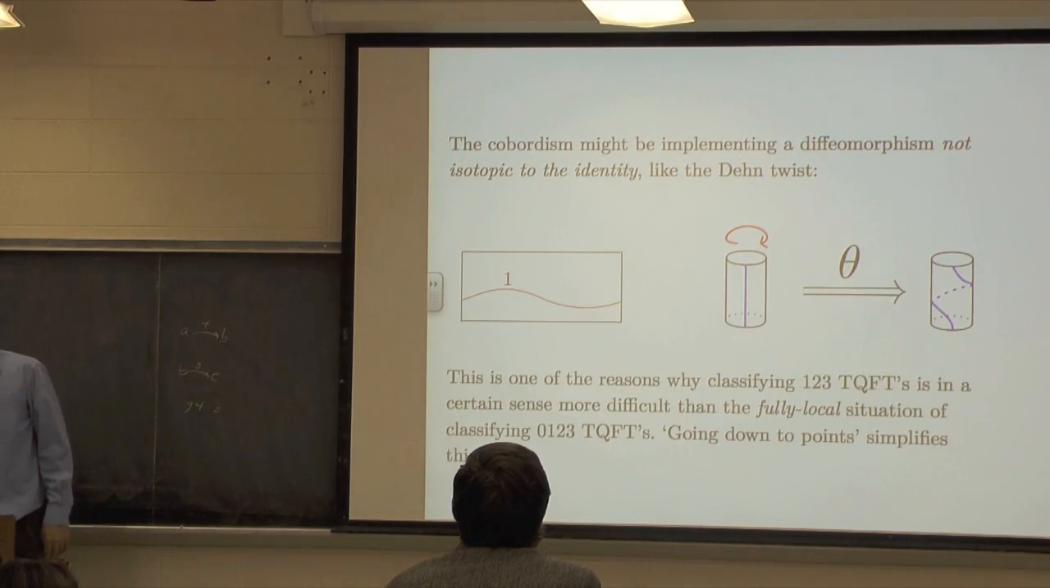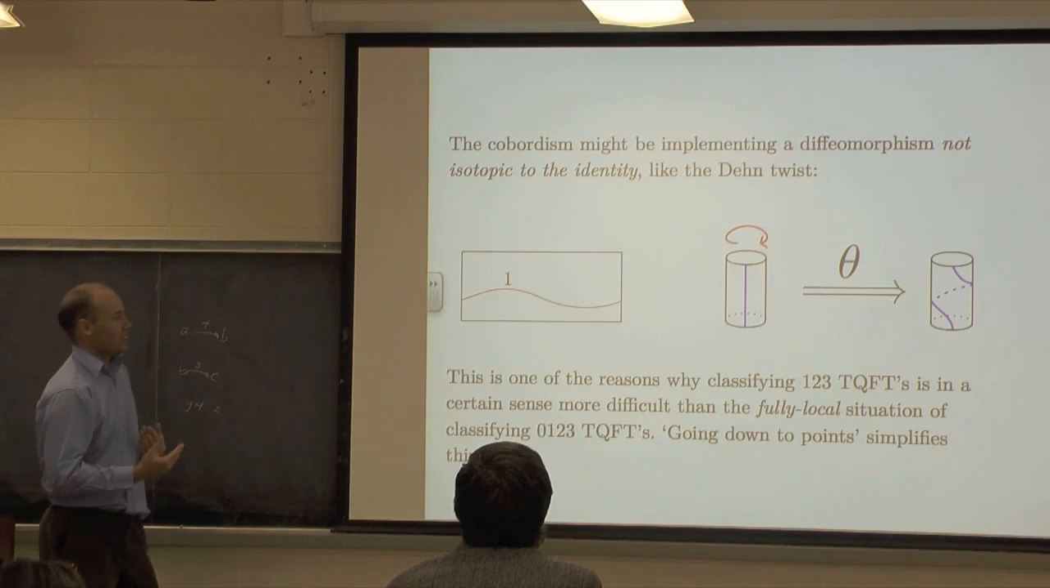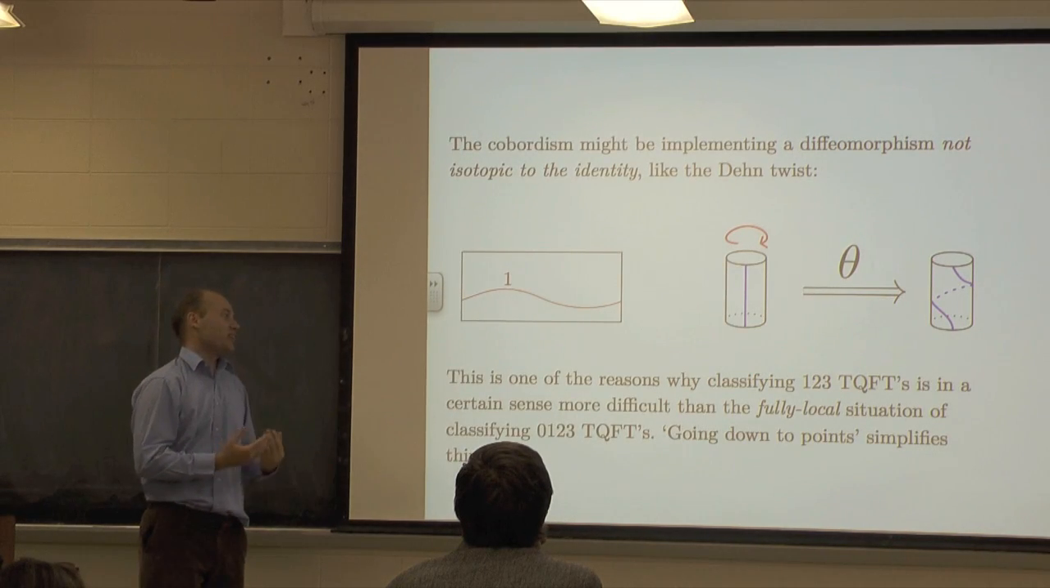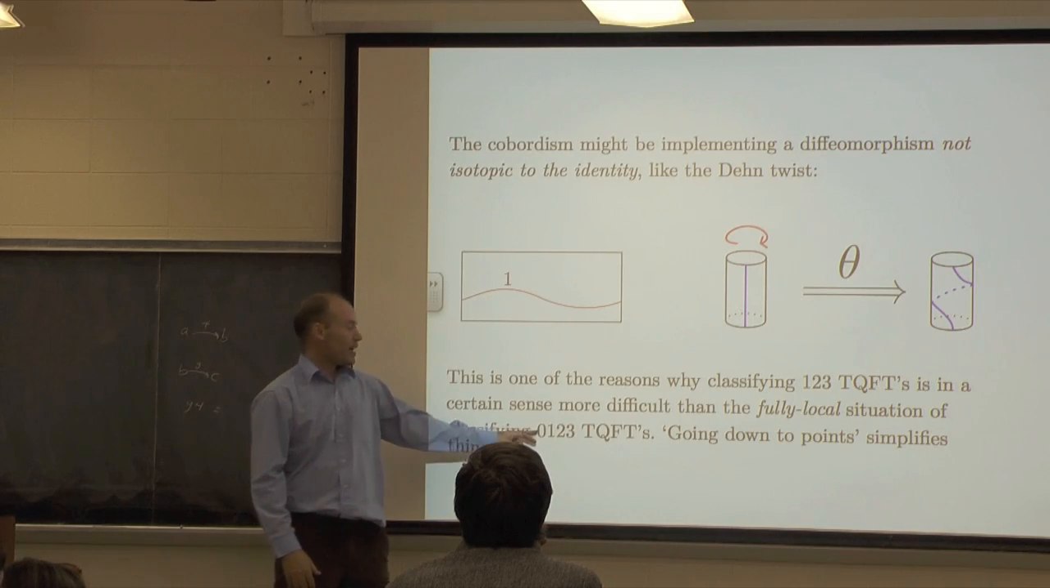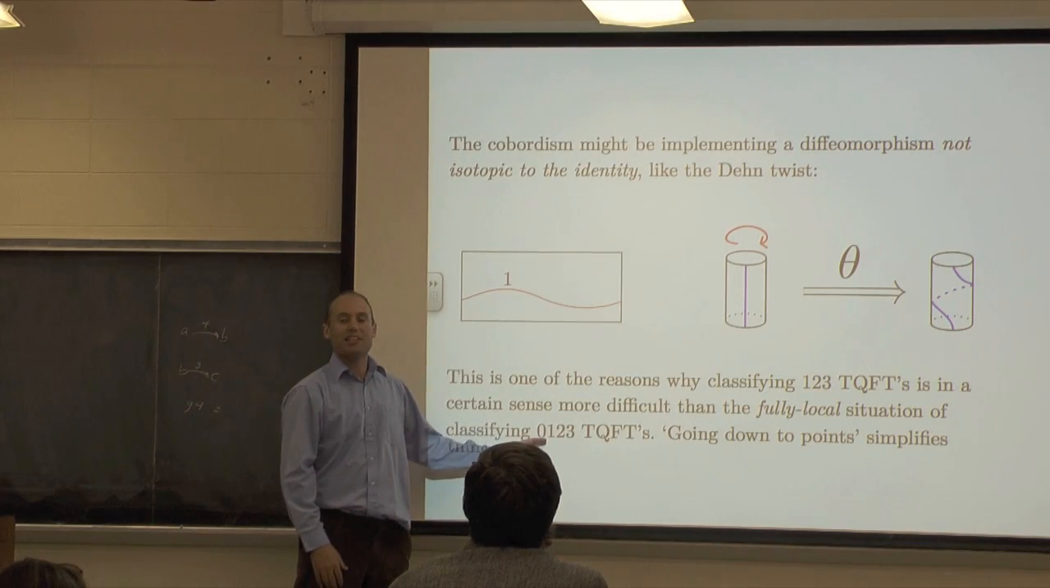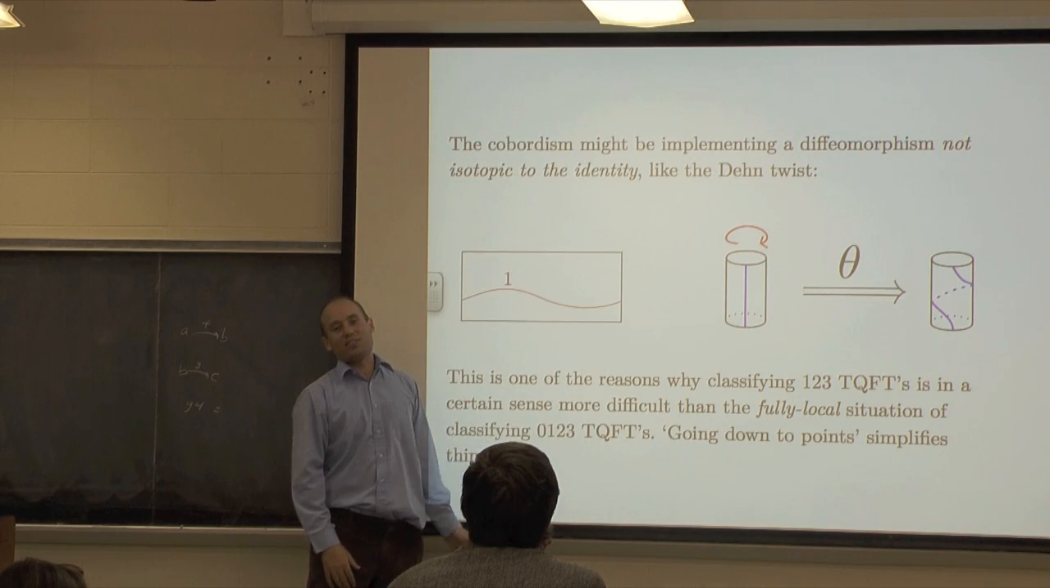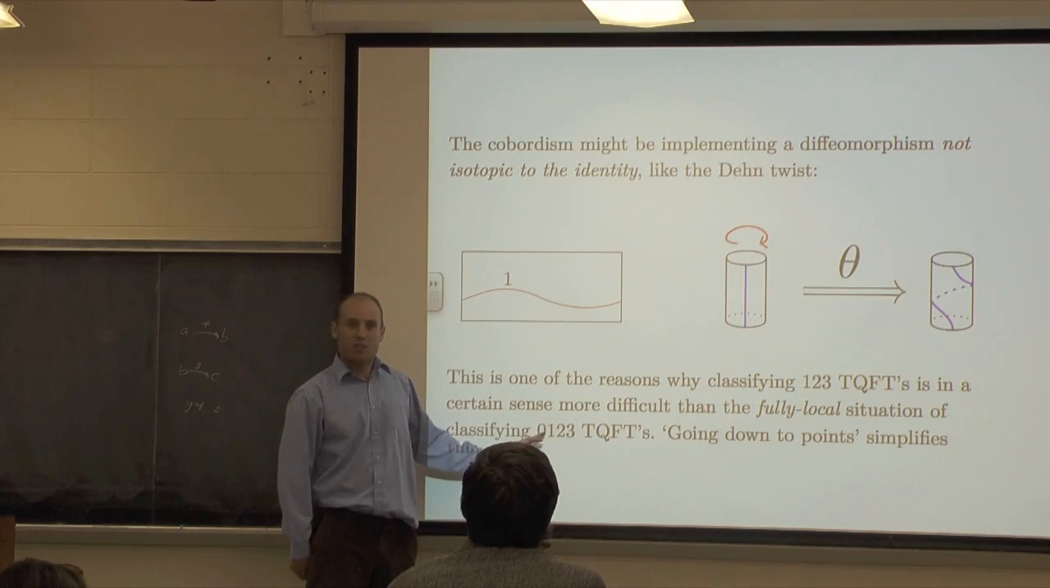And this is one of the reasons why classifying 1, 2, 3 TQFTs is in a certain sense more difficult than the fully local situation, going all the way down to a point. That would be easier. The only trouble is then you have to deal with symmetric monoidal 3-categories, which is algebraically more difficult. Topologically easier though.